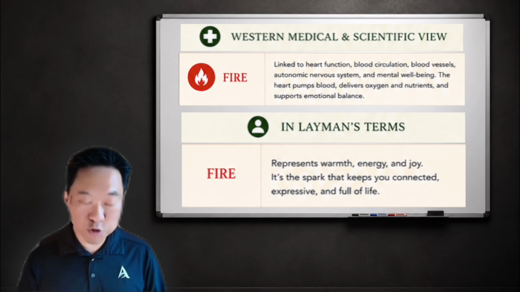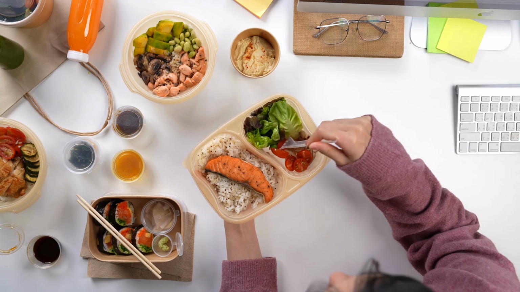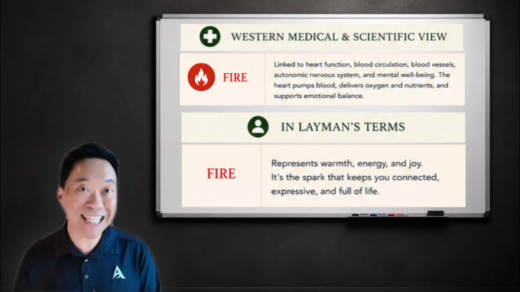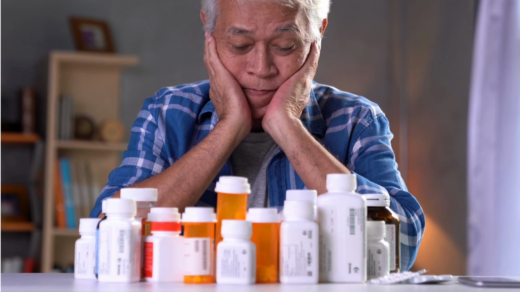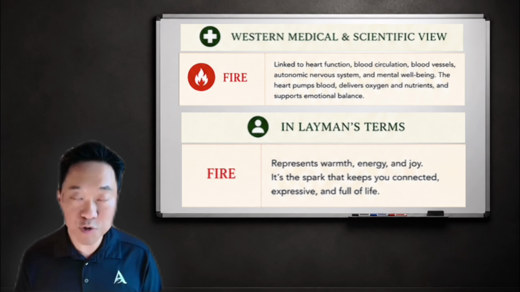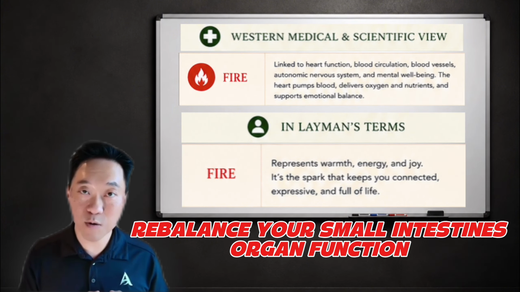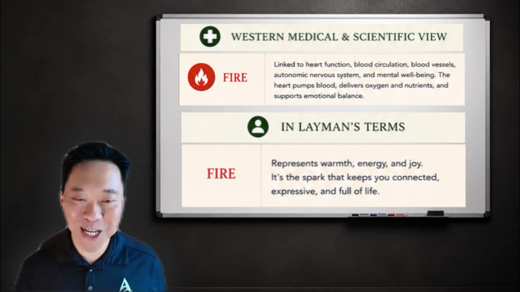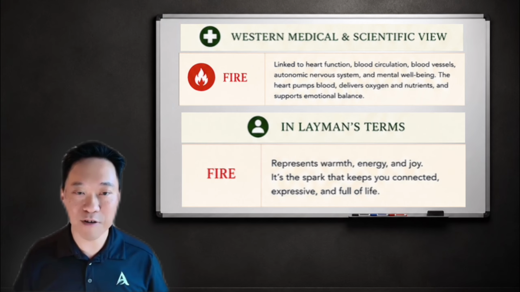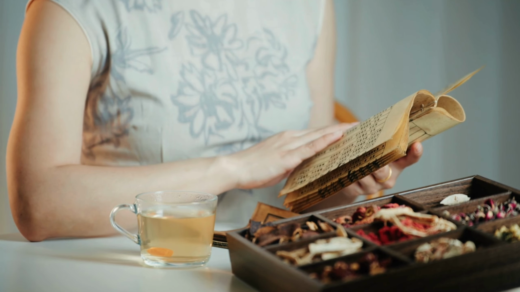If you have nutrient deficiency, you're not able to absorb the nutrients from your food, you could have a fire element problem. To fix that, you don't take pills, whether it's medication or supplements. You have to do something to rebalance your small intestine organ function. Hopefully you're seeing the alignment of how Chinese medicine views the body, very different from Western medicine.